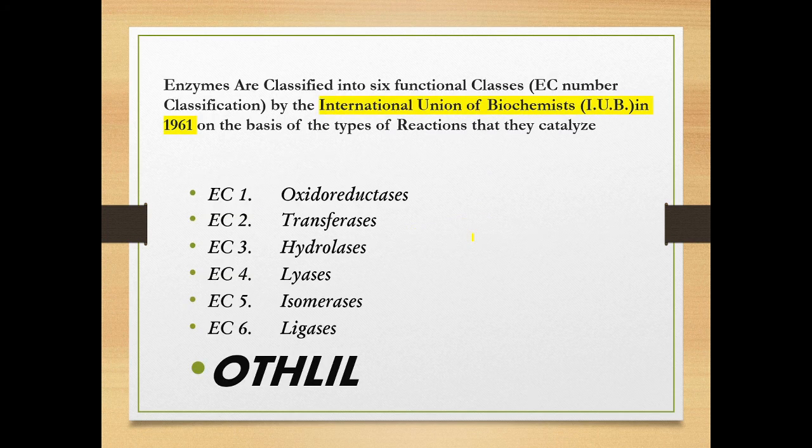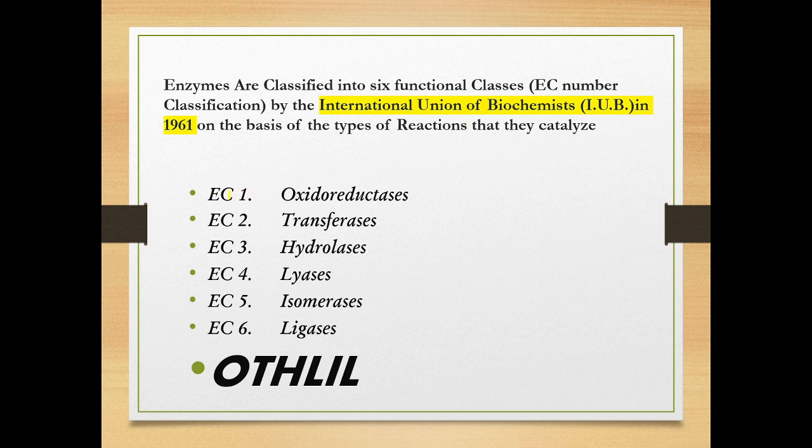Now, the internationally accepted classification of enzymes is that enzymes are classified into 6 functional classes. It's a very important one. It's called the EC number classification. It was introduced by the International Union of Biochemistry, IUB, in 1961 on the basis of the type of reaction that they catalyze.